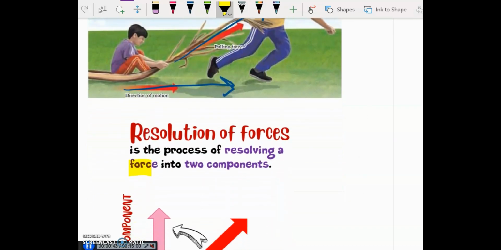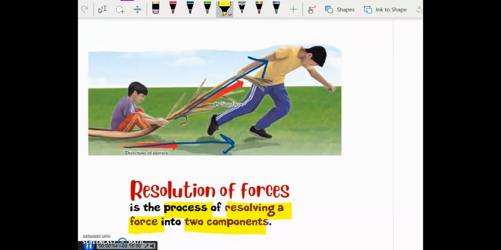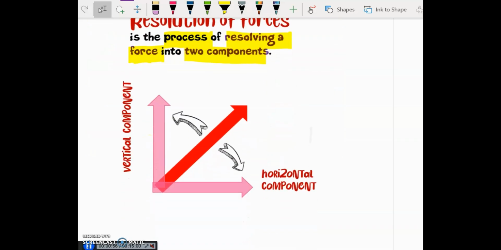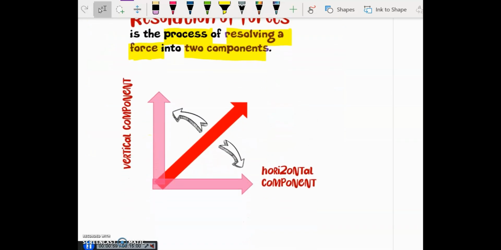The definition of resolution of forces is the process of resolving a force into two components. Here in this diagram, we can see that one single force, as indicated by the red arrow here, can be resolved or split into two components, which are the horizontal component and the vertical component.